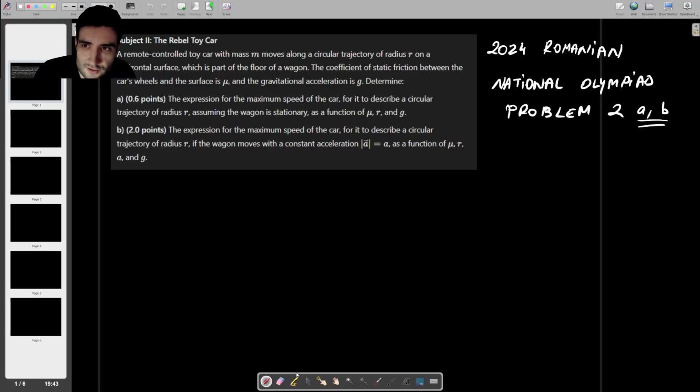Here's another interesting question from the Romanian National Olympiad from 2024. This was a ninth grade question, so it was given to students who were in ninth grade. And it was problem 2. And problem 2 actually had, I believe, 4 parts. So there was A, B, C, and D.